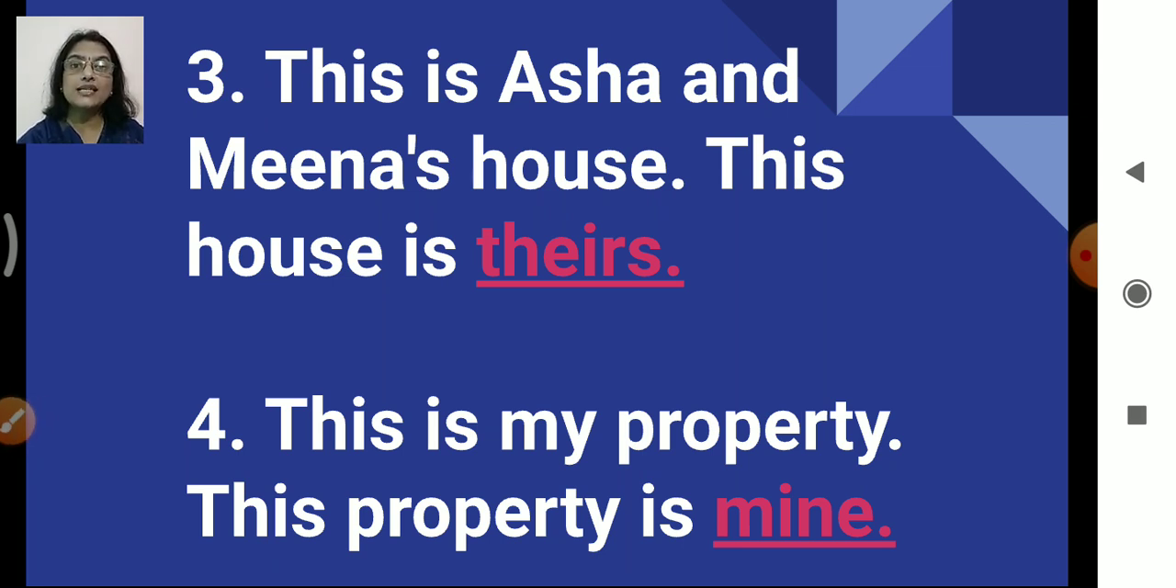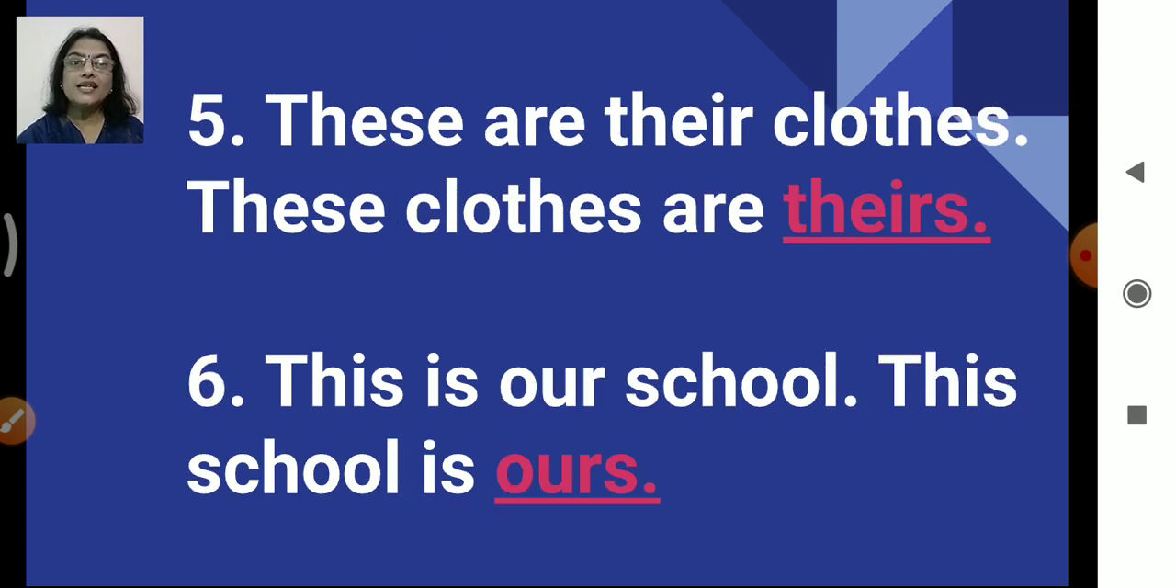Then next, this is Asha and Meena's house. This house is theirs. So, it belongs to Asha and Meena. So, this house is theirs. This is my property. This property is mine. Okay. These are their clothes. These clothes are theirs. Again, s is added, no apostrophe. The sixth one. This is our school. This school is ours. Okay.